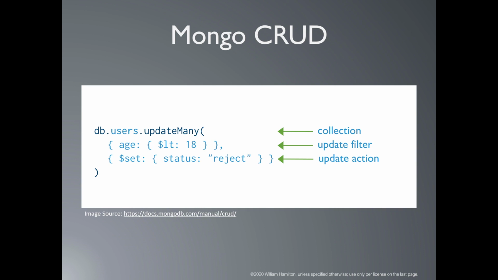So this is update. Again, this is like find, and now we have a filter for our query. However, instead of just finding, we're changing the documents that match this query. So we're setting a particular property, status, to reject for any document that matches this query.